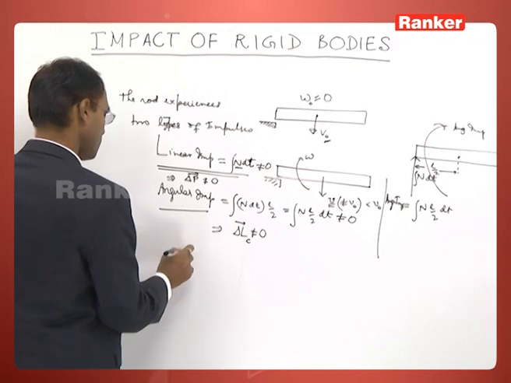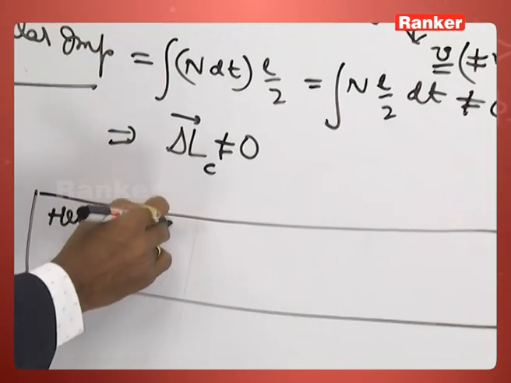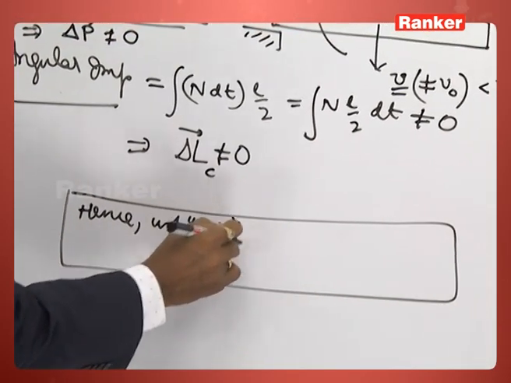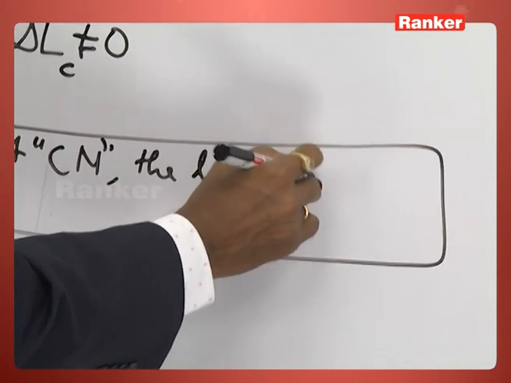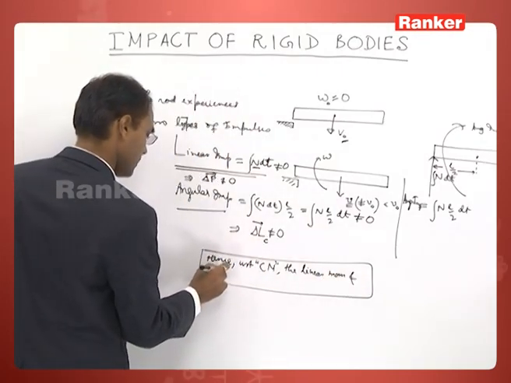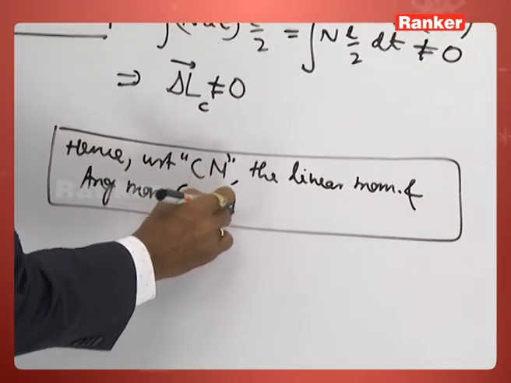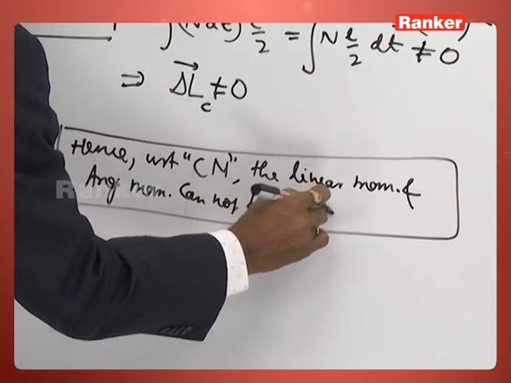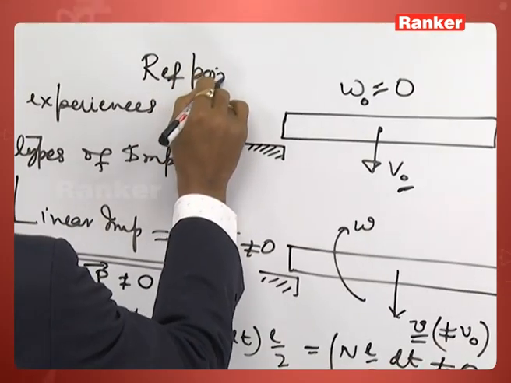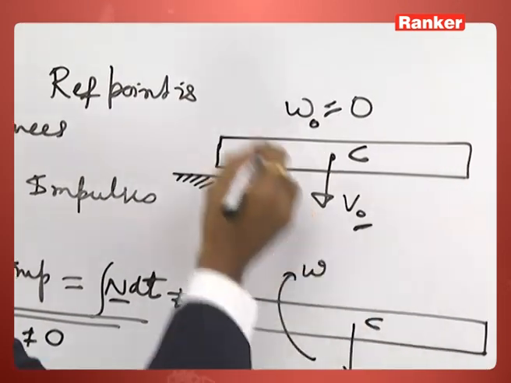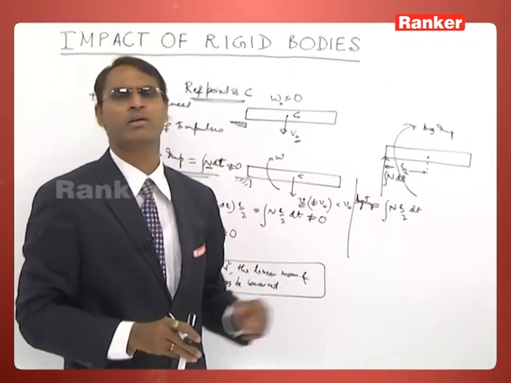So, with respect to the center of mass, the linear momentum and the angular momentum cannot be conserved. Here, the reference point is the center of mass. With respect to this reference point, we cannot conserve either the linear momentum or the angular momentum.